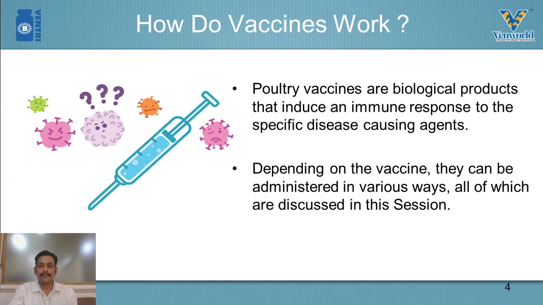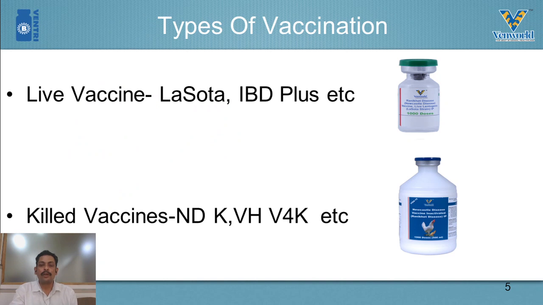Vaccines are biological products that induce an immune response to a specific disease-causing agent, and depending upon the vaccine, they can be administered in various ways. These different ways we will discuss in today's session. Broadly, there are two types of vaccines. One is the live vaccines. Under this category come Lasota, IBD, IB H120, IB MAS, and such types of vaccines.